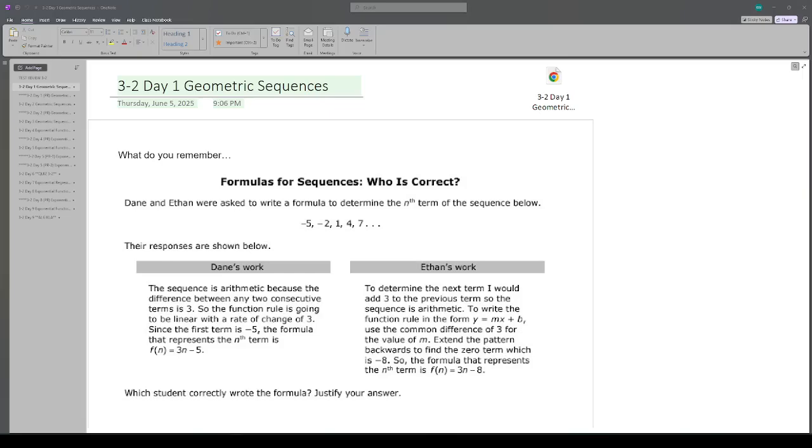We're starting Unit 3.2 by talking about geometric sequences. We're going to do a warm-up to remind us about arithmetic sequences that we learned about earlier this year. So Dane and Ethan were asked to write a formula to determine the nth term.